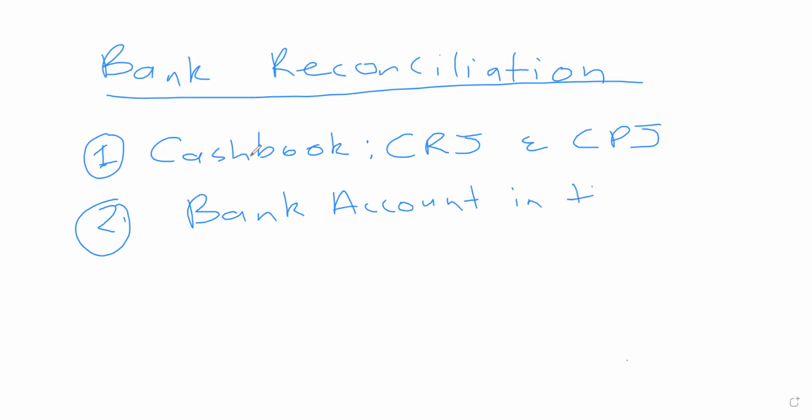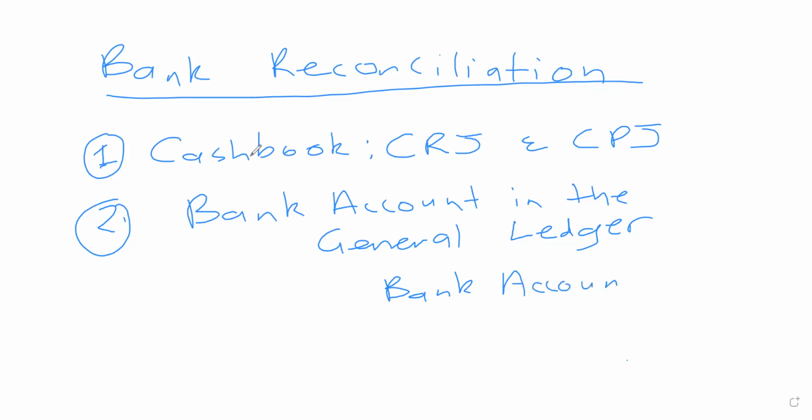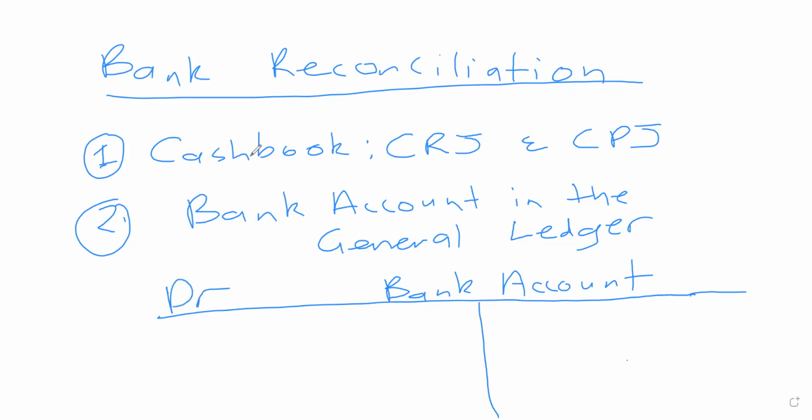Number two, they would ask you to draft the bank account in the general ledger. Basically, it's a T account, which looks something like this, with your debit side and then credit side like that. You're familiar with that, right?